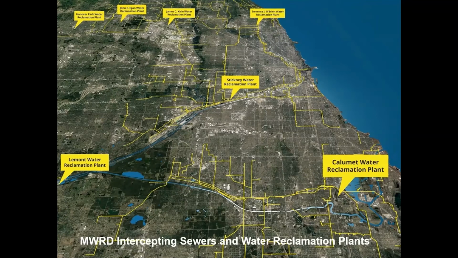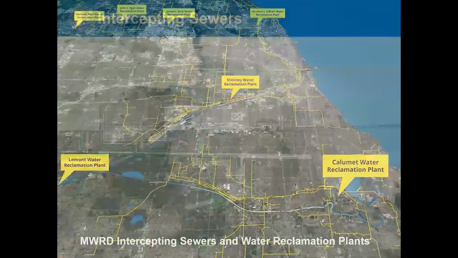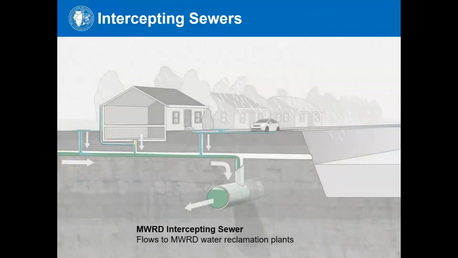By the 1950s, the district was actually capturing roughly 1 billion gallons of combined sewage and stormwater every day. And today we treat almost 1.5 billion gallons of water every single day. So you can see here a simplification of the combined sewer system in Cook County.